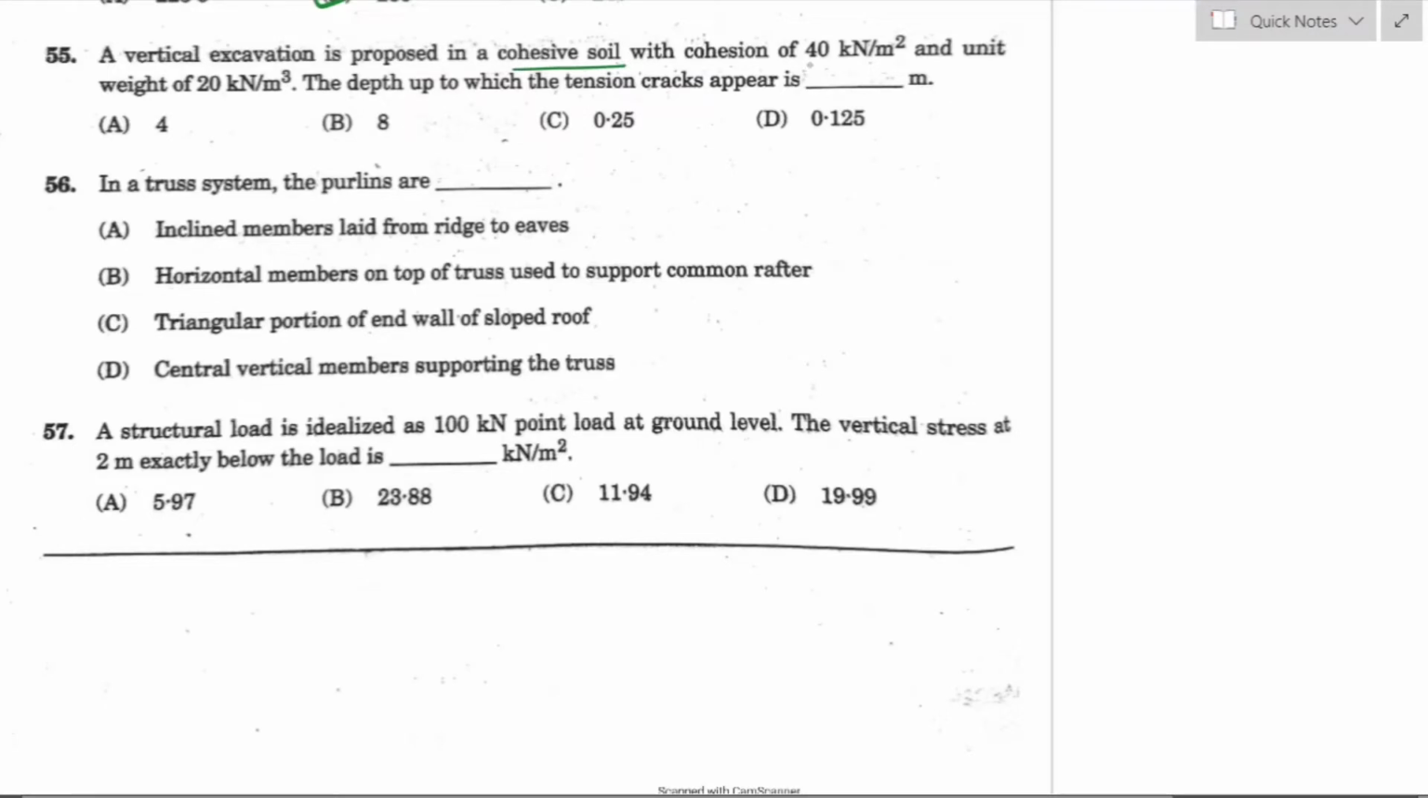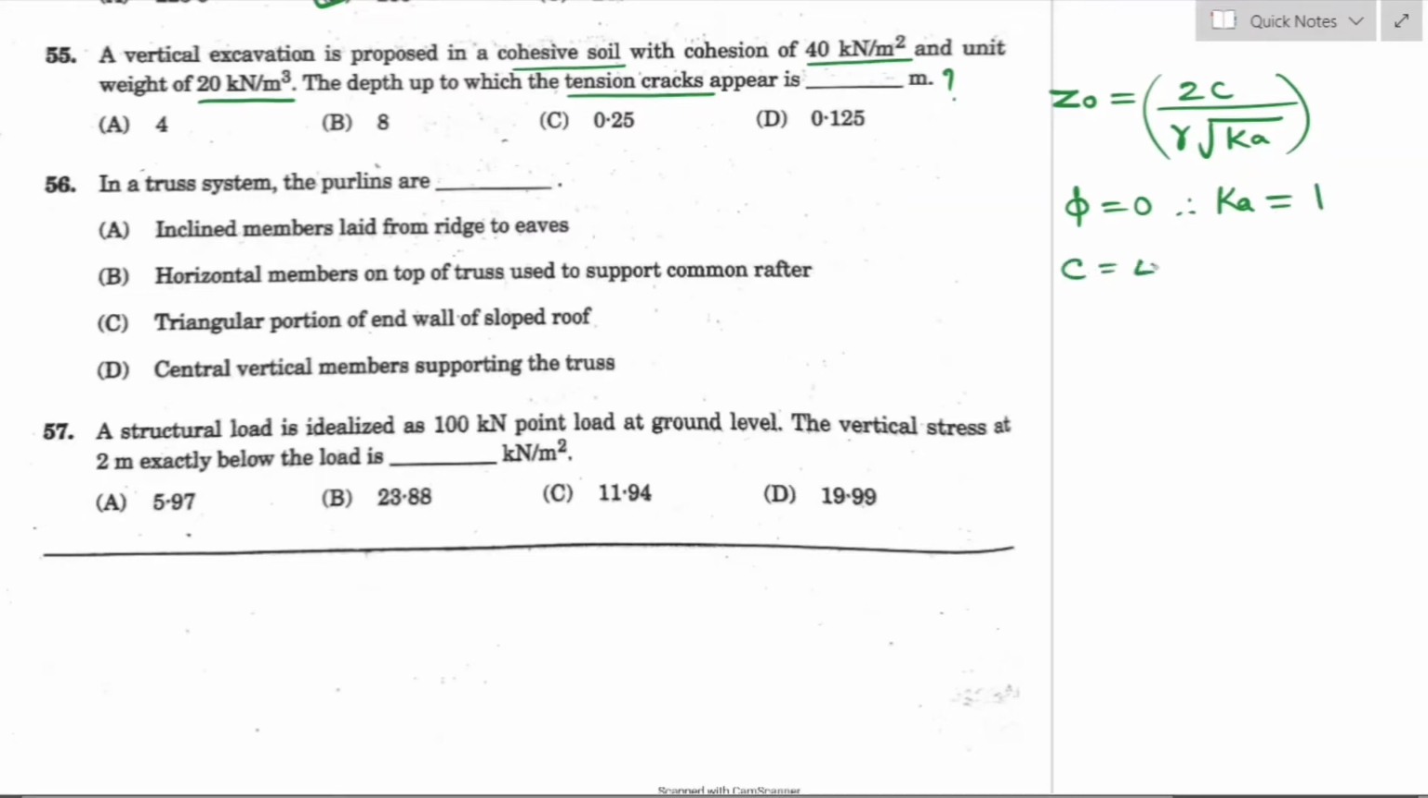Question number 55. The vertical excavation is proposed in a cohesive soil with cohesion of 40 kN per meter square and unit weight of 20 kN per meter cube. The depth up to which the tension crack appears is. So we have to calculate the depth of tension crack. Depth of tension crack is given by the formula Z0 is equal to 2C divided by unit weight into square root of active earth pressure coefficient. Since it is a cohesive soil condition, angle of internal friction will be 0. Therefore, the value of Ka is equal to 1. Cohesion value is given as 40 kN per meter square. Unit weight is given as 20 kN per meter cube.